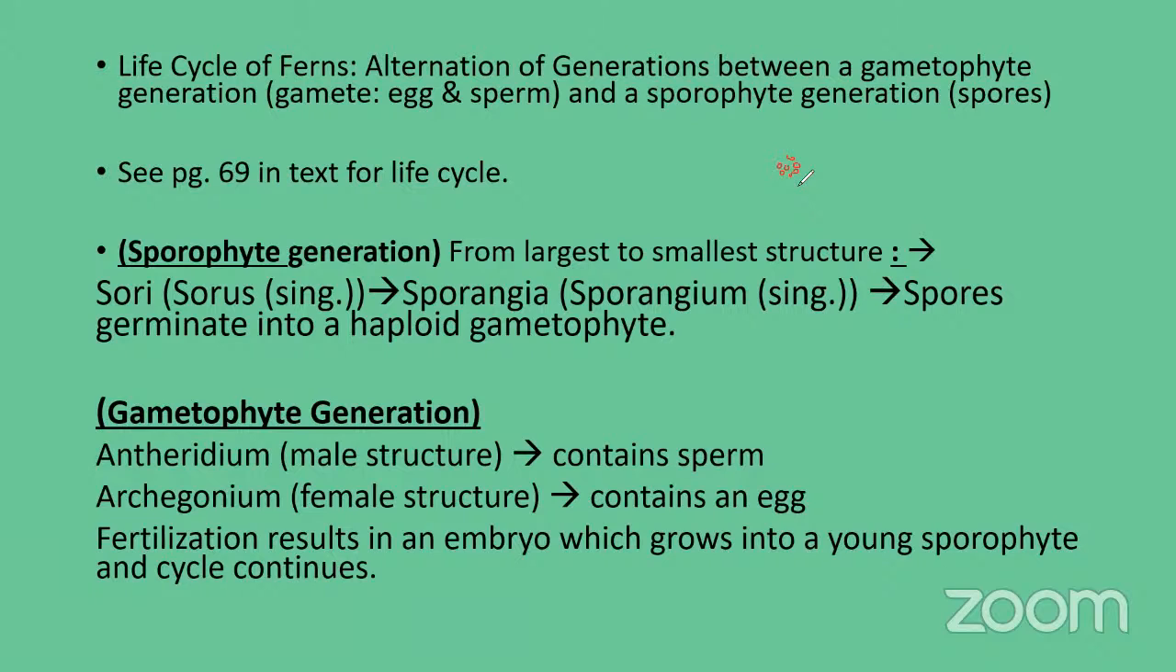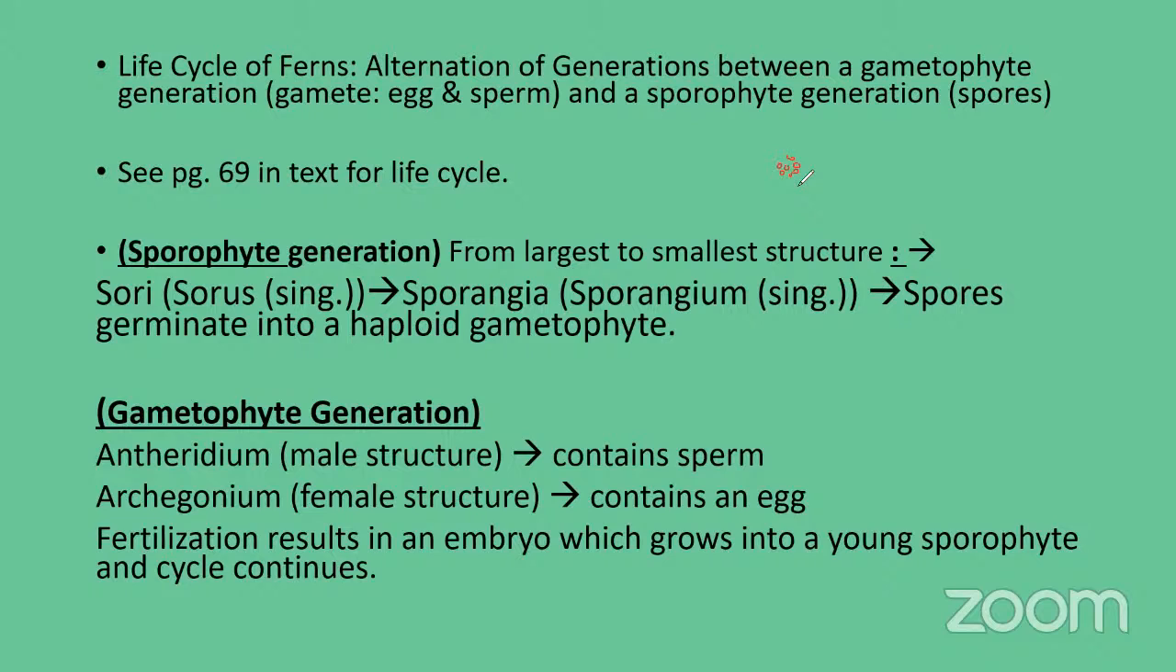And in the gametophyte generation, this is where we're going to see both male and female structures. So spores aren't going to have male and female, but in the gametophyte generation, we are going to have male and female. So we're going to see two structures, a male antheridium. Antheridium is our male gametophyte structure. This is going to contain the sperm. The female archegonium is going to contain an egg.